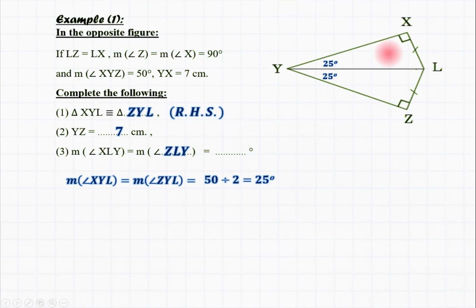And we know that the sum of the interior angles of any triangle equals 180 degrees. Inside triangle XLY we have two angles: angle X equals 90 degrees and angle XYL equals 25. Then the third angle will equal 180 minus (90 plus 25), which equals 65.